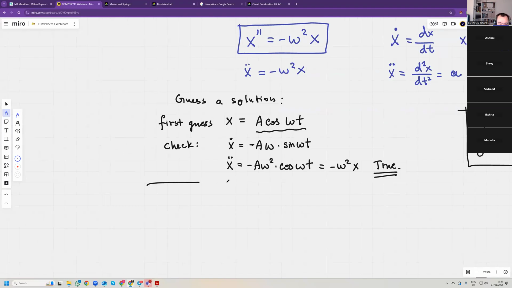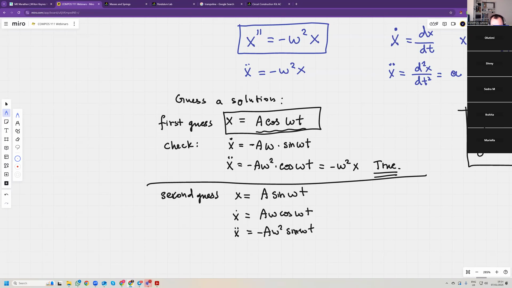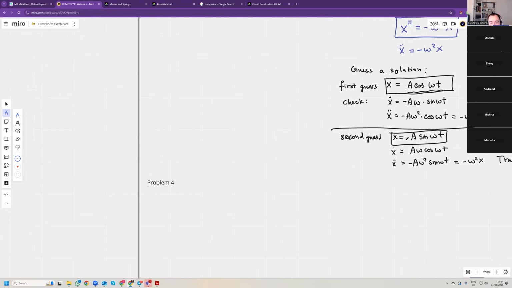So coming back to a cos omega t. Okay, I'll do another guess. Second guess that x is a sine omega t. So x dot in this case is a omega cos omega t, and x double dot is minus a omega squared sine omega t, which is the same as minus omega squared x, so also true. So that's one solution, that's another solution. There's actually infinitely many solutions, but those are the two important ones.